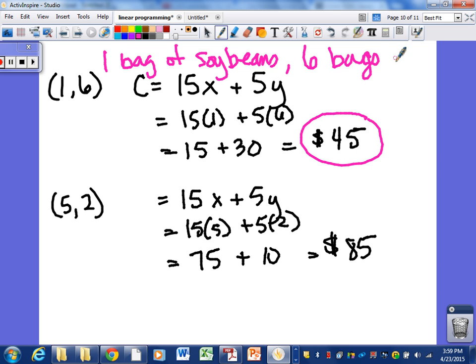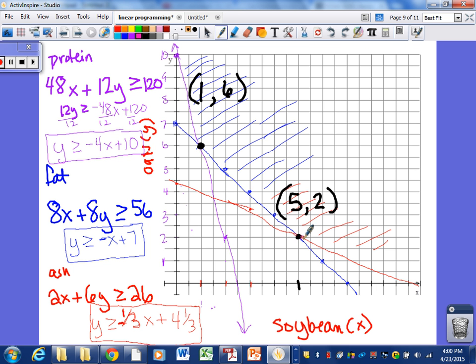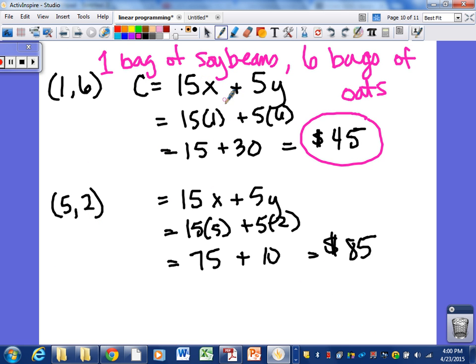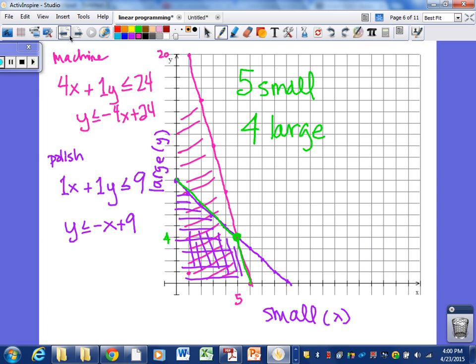Okay, that would give us our minimum requirements of subsistence, but it would cost the least amount of money to buy 1 bag of soybeans and 6 bags of oats, rather than 5 bags of soybeans and 2 bags of oats. Okay, so there are some options. When you have multiple points, you got to try them both into that function, into your equation. When you only have one option, like over here on the second one, then it's pretty nice and simple. This is the only right answer.